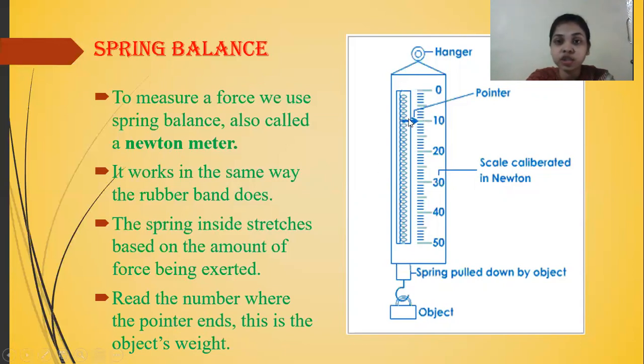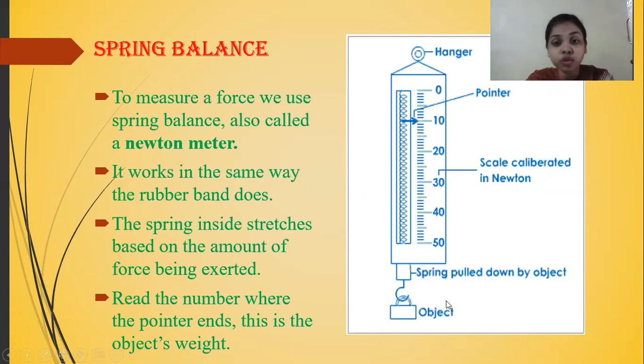Means if at the initial position the pointer is on the zero, and when you attach the object, then the spring is pulled down. Similarly, the pointer also pulls down and comes to one particular number, and this reading is the weight of the object. So with the help of this spring balance, you can measure the force of an object.